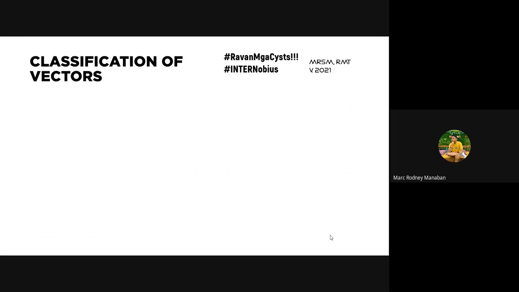Now, in the host-parasite relationship, we have the types of hosts, we have the types of parasites. We have also another player in the relationship, which are your vectors. The main purpose of vectors is transportation. It transports one parasite from one host to another. So it transmits the parasite from one host to another.